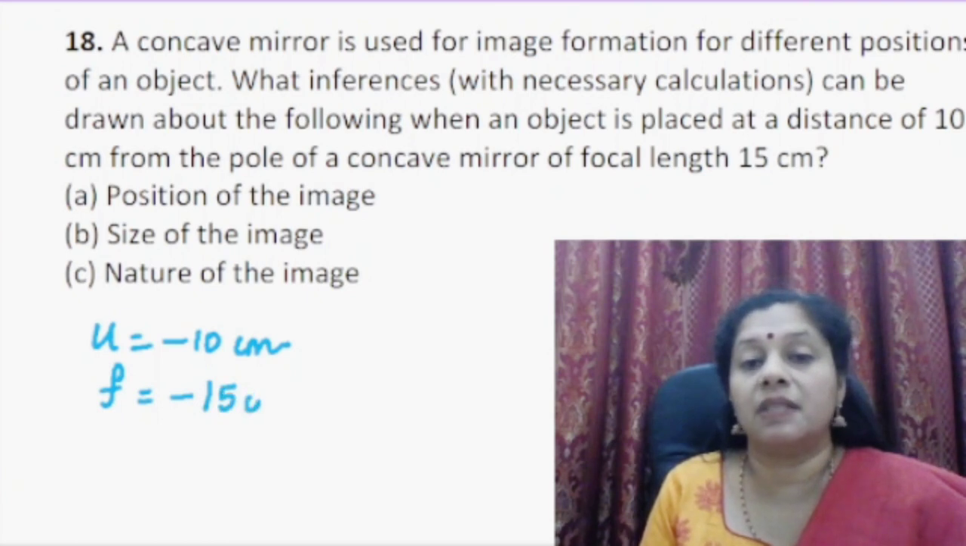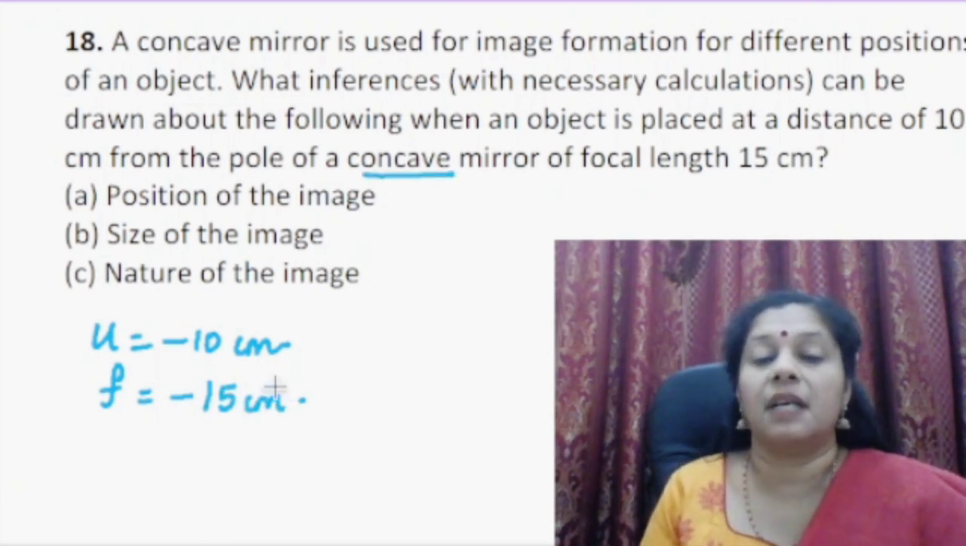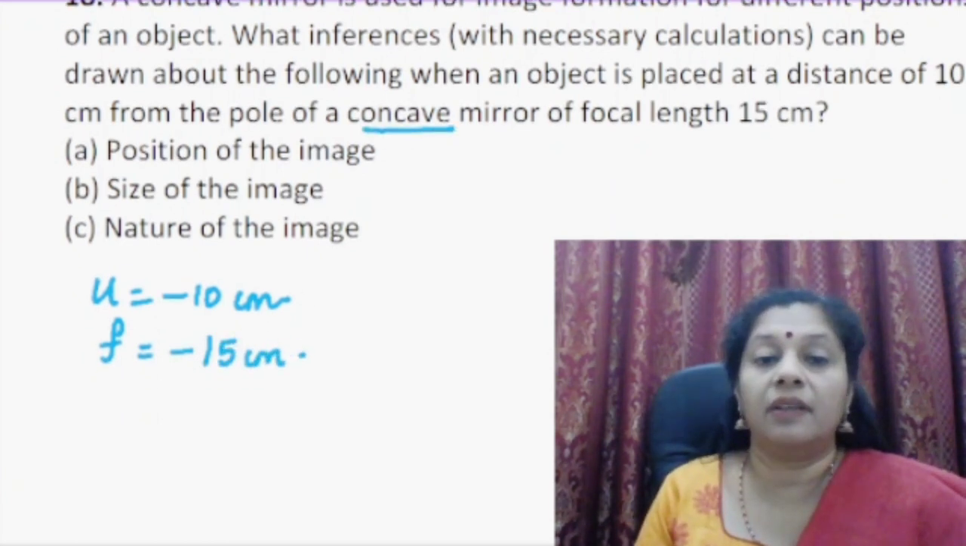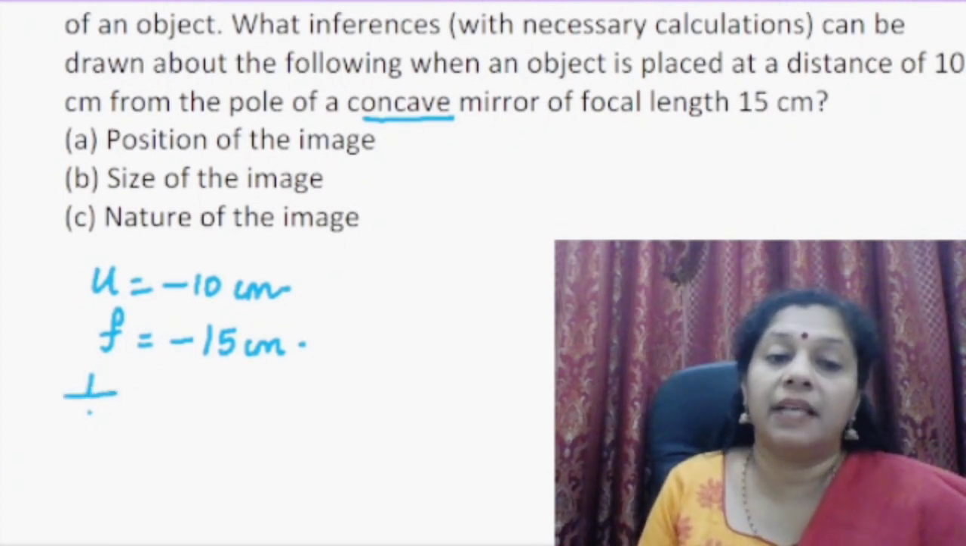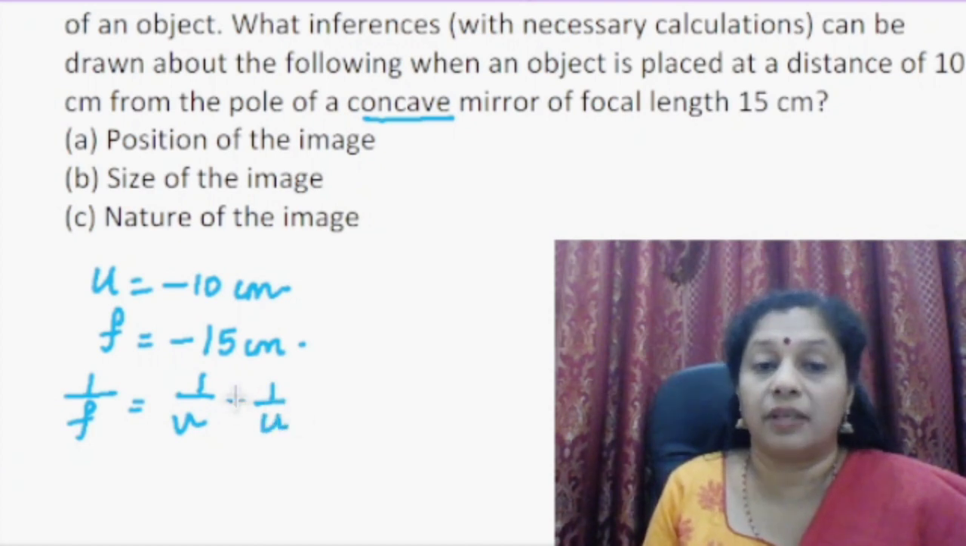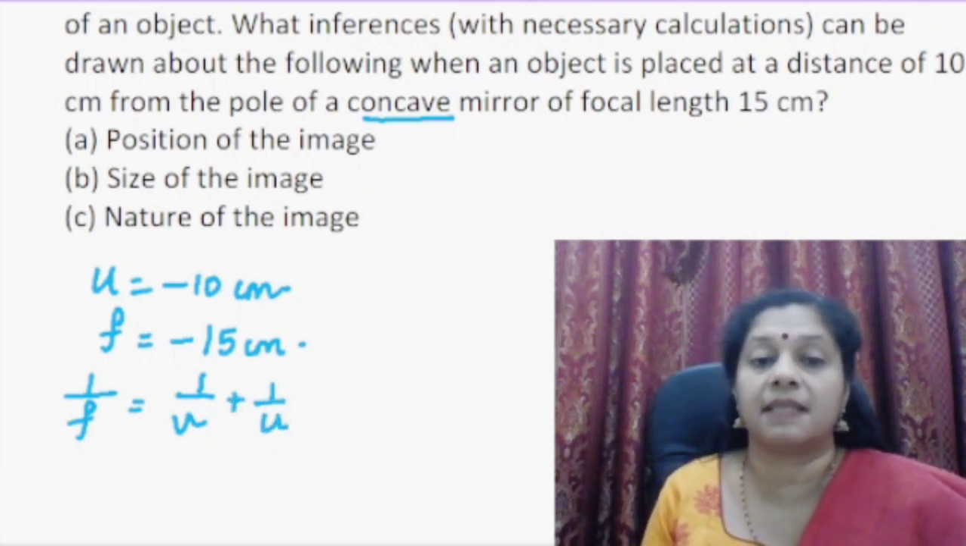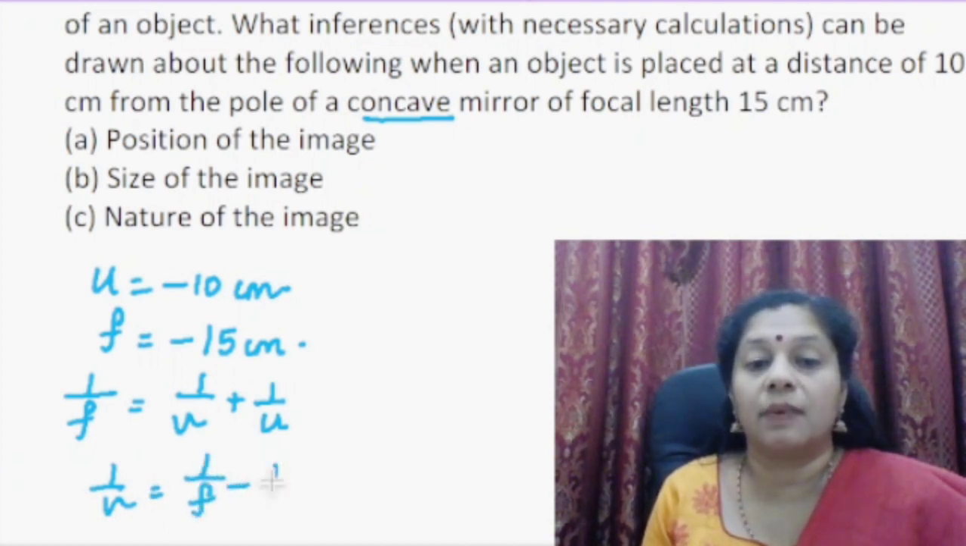Minus 15 because it is concave. For concave we use minus. The position of the image we have to find. You can use the mirror formula: 1 by f is equal to 1 by v plus 1 by u. The mirror formula is a plus. So 1 by v will be 1 by f minus 1 by u.